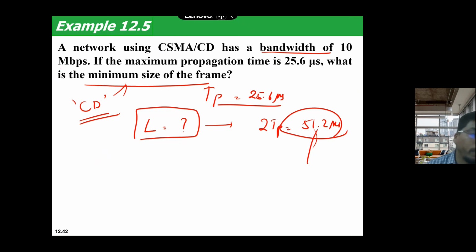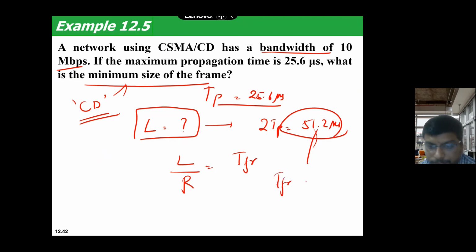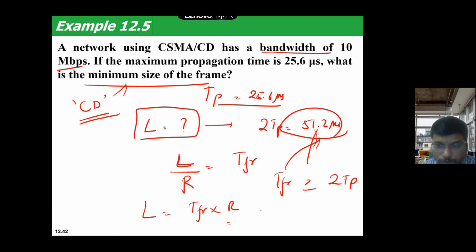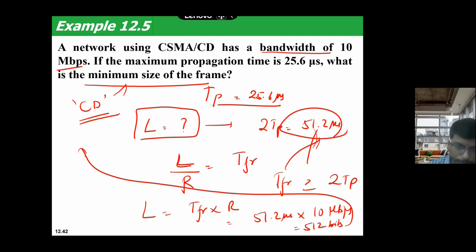You could transmit at the rate of a maximum of 10 Mbps. You know L by R, where R is the bit rate at which you're transmitting, which is the maximum bandwidth on offer, is going to be your frame transmission time. This formula you know. So TFR should be greater than or equal to 2 TP, which means at least 51.2 microseconds. So what should be the minimum length of the frame? L is equal to TFR into the rate at which you're transmitting. You're transmitting for at least 51.2 microseconds at the rate of 10 Mbps. If you calculate this, it comes to 512 bits. In bytes, that's 64 bytes.